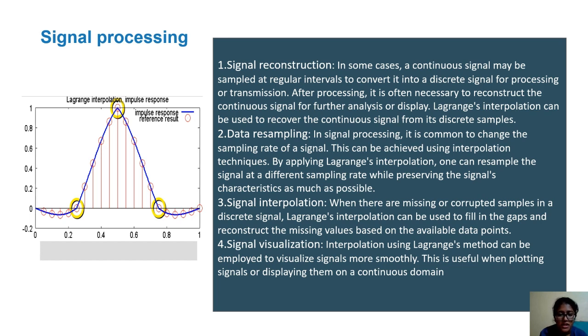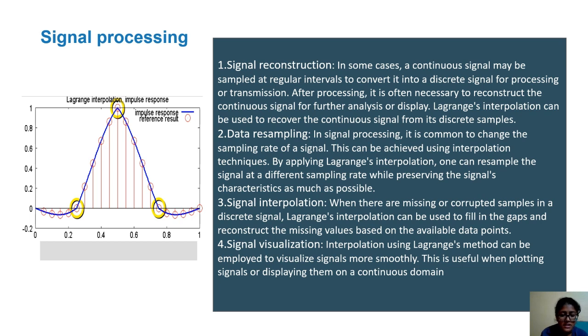Data resampling. In signal processing, it is common to change the sampling rate of a signal. This can be achieved using an interpolation technique. By applying Lagrange's interpolation, one can resample the signal at a different sampling rate while preserving the signal's characteristics as much as possible. So here Lagrange's interpolation is used for changing the sampling rate of signal data, that is, resampling the signals.